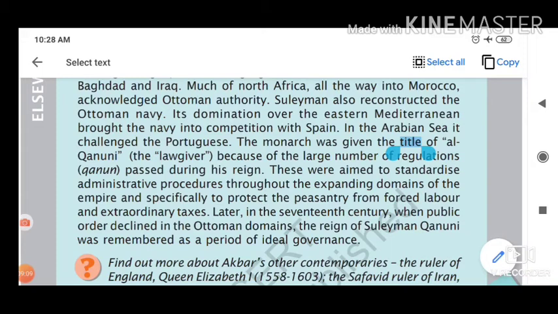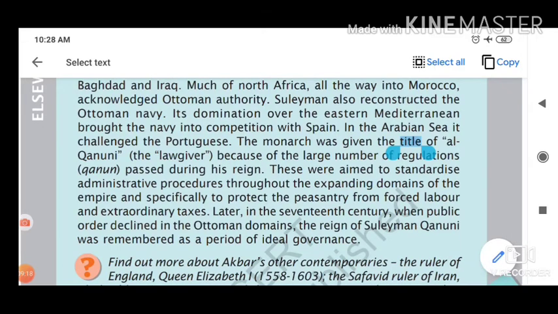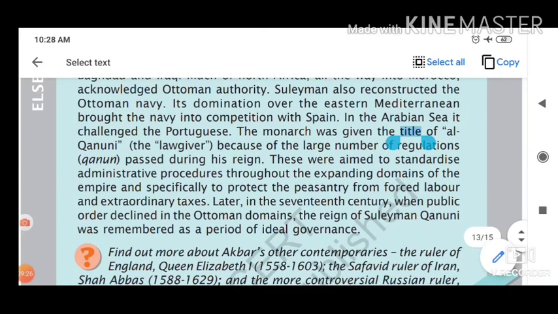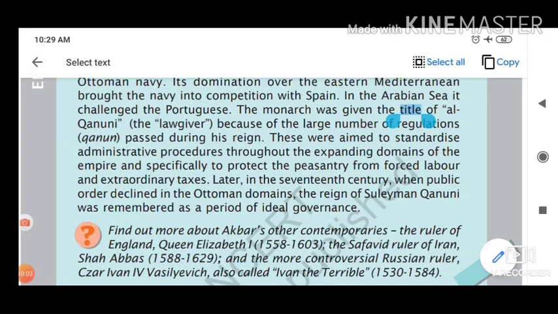And Sultan Suleiman was also given the title of Al-Kanuni. It means lawgiver, because of the large number of regulations passed during his reign. Regulation means Qanun. That is why he was entitled Kanuni. The aim was to standardize administrative procedures throughout the expanding domains of the empire, and specifically to protect the peasantry from forced labor and extraordinary taxes.